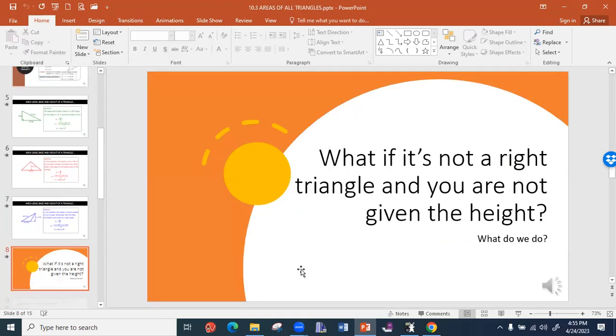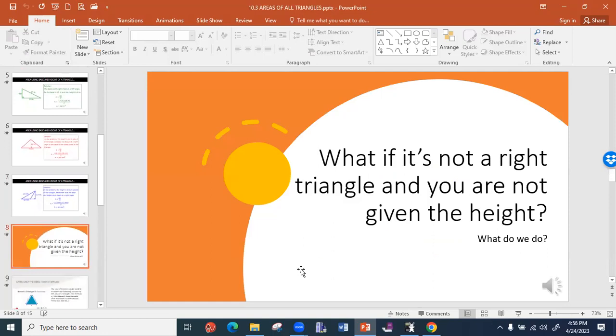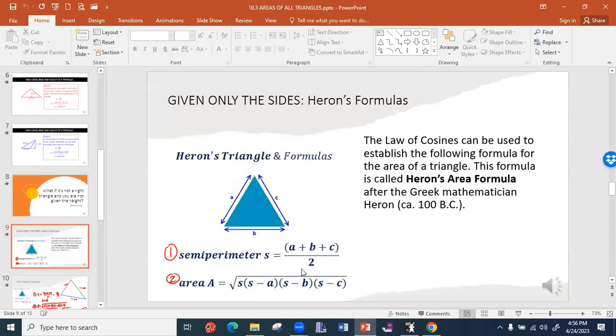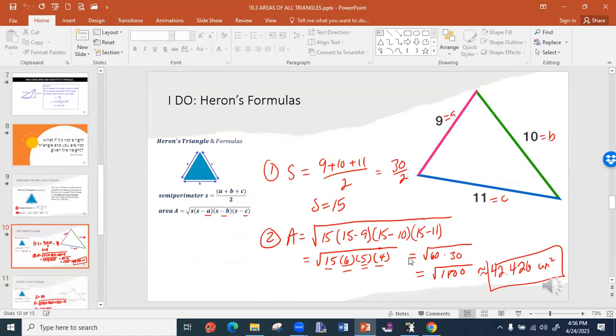Okay, now here we are. What if it's not a right triangle and you are not given the height? What do we do? Well, the first option is Heron's formula. With Heron's formula, the Greek mathematician discovered that if you find your semi-perimeter, and what is the semi-perimeter, you ask? The semi-perimeter is the sum of your sides divided by 2. Once you find that value and plug it into Heron's area formula, it'll give you the area for that triangle, okay?